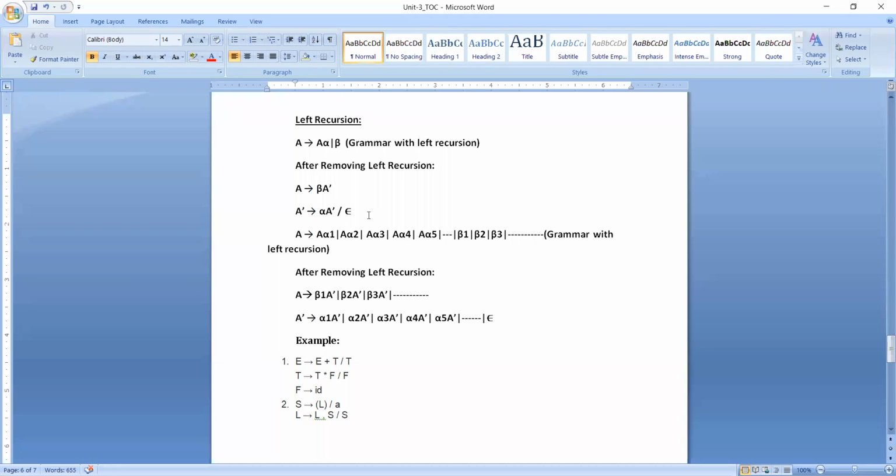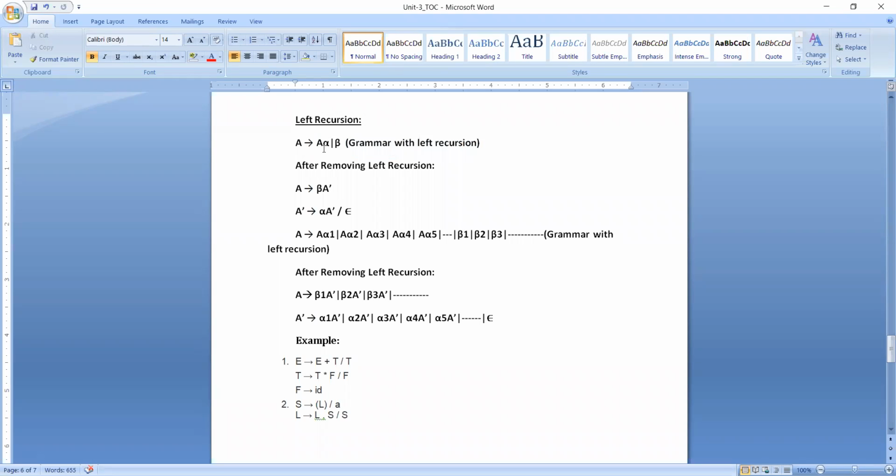Before looking into the examples, let us observe: when can we say that we have a left recursion associated with our grammar or not? The idea is very simple. Just have a look at this. Whatever symbol appears on the left hand side of the production, if the same symbol appears as the first symbol on the right hand side of the production, then we can say that the grammar has left recursion.